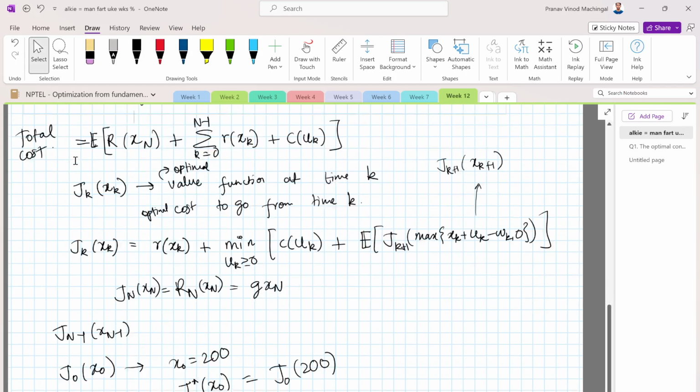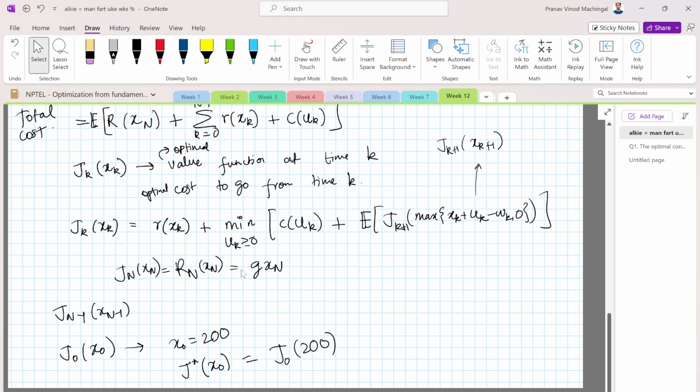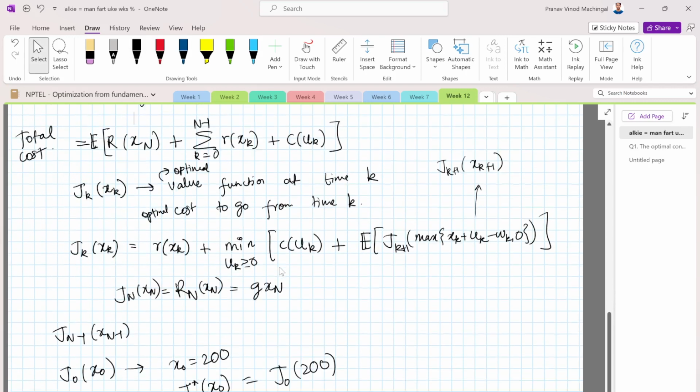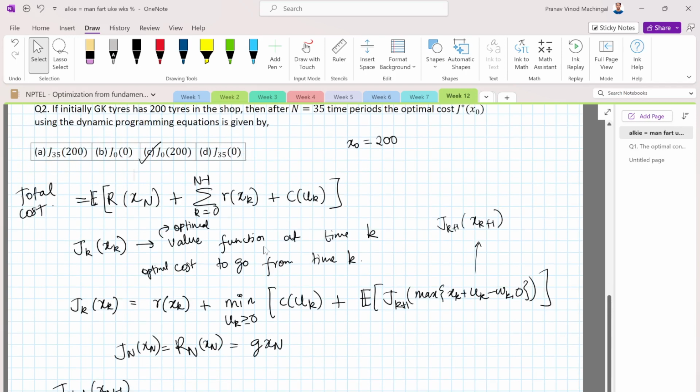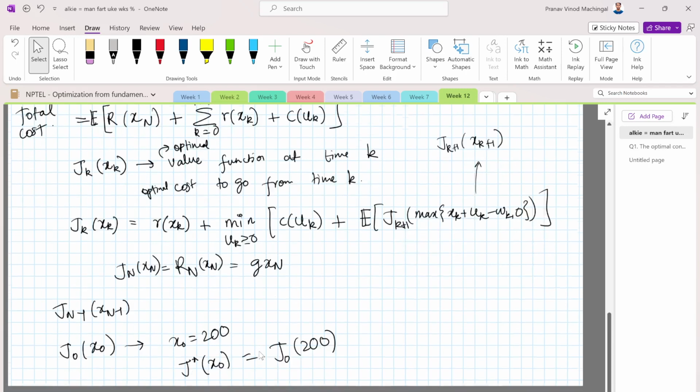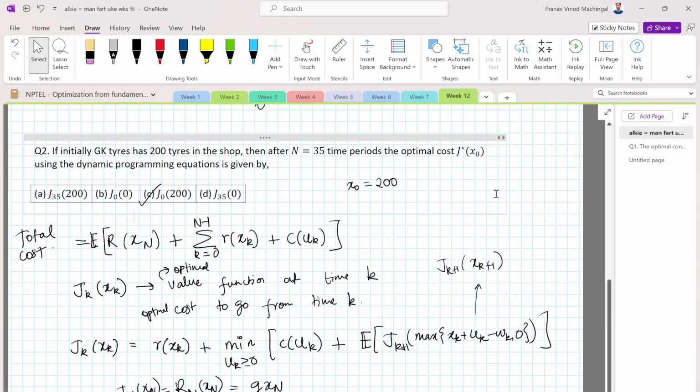J35 of 200 will give us G times 200, and J35 of 0 will directly give us 0. So that won't depend on whatever you did in the previous N-1 periods. Okay. So this is this question.